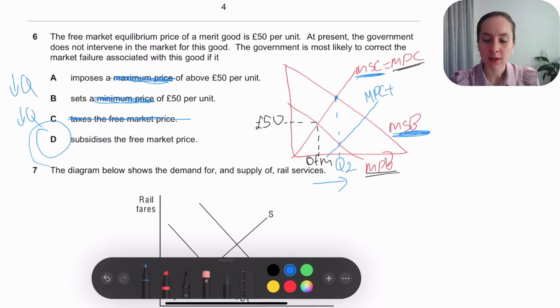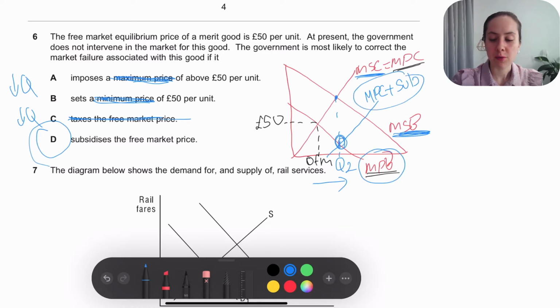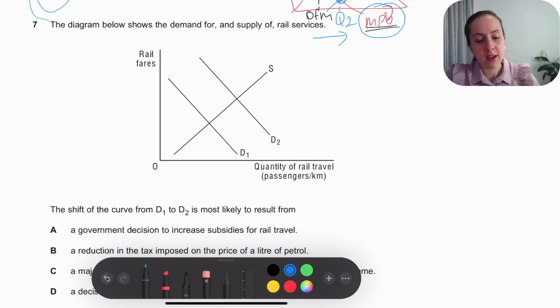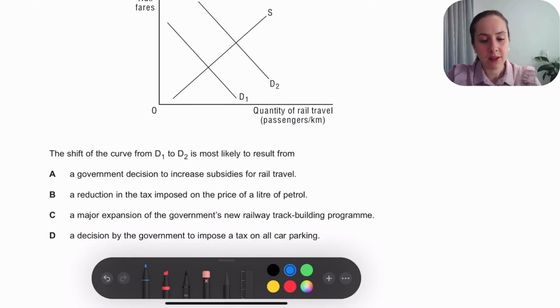If you subsidize selfish producers, MPC, the selfish producers will coincide with the selfish consumers at that dot, which has a different price, but it's got the right quantity, and that's what matters if you want to correct the market failure.